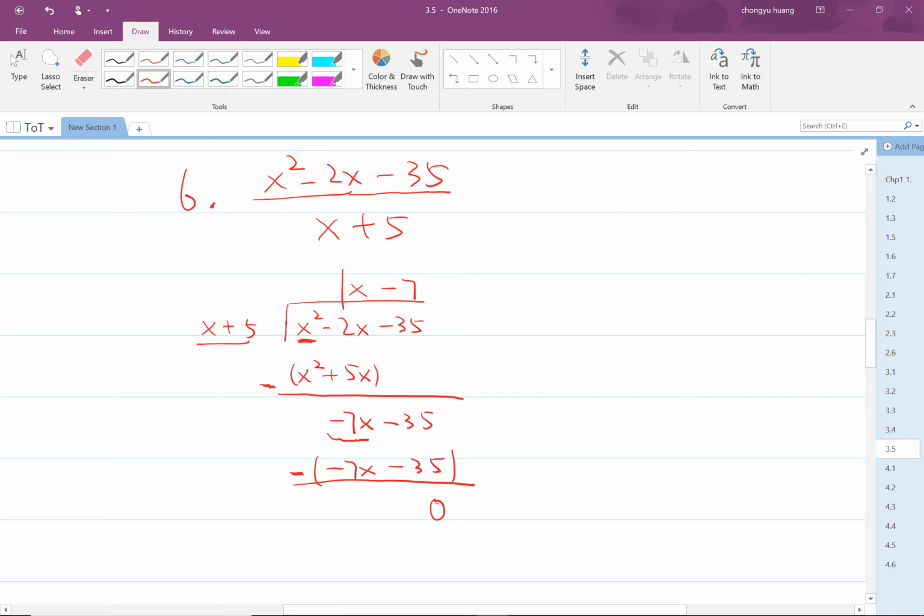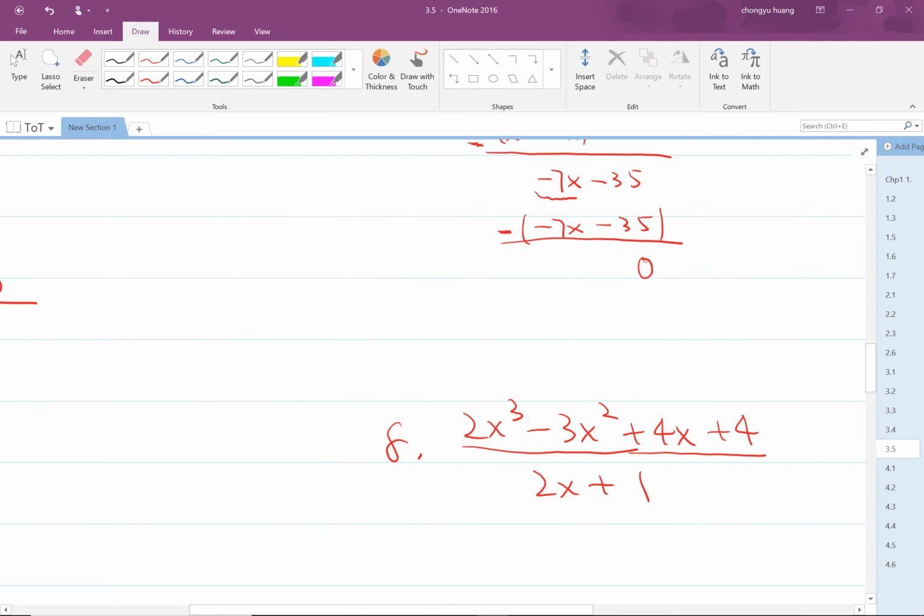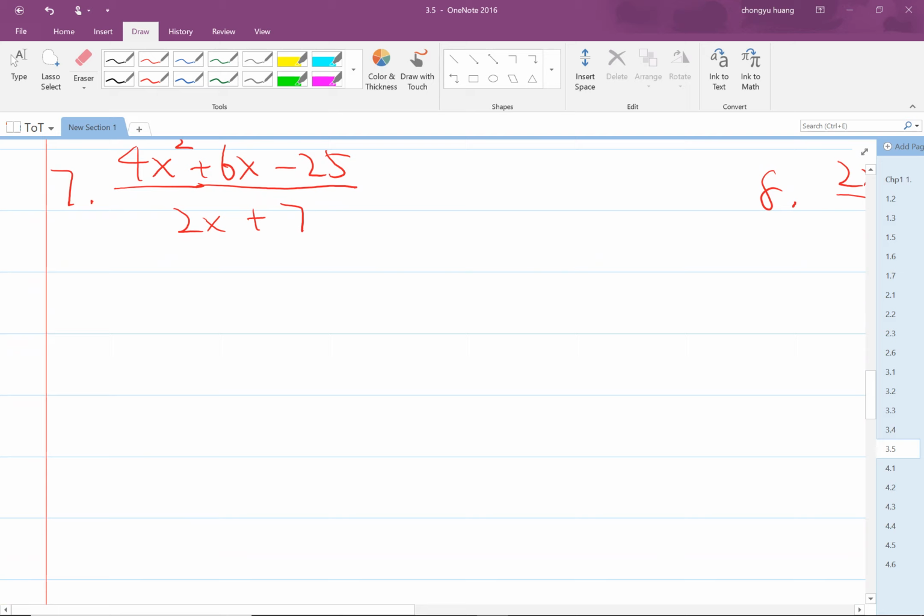So you know the answer is going to be x minus 7, right? So the answer is actually x minus 7. All right, so this is the solution for question 6. Okay, so let's move into question 7.